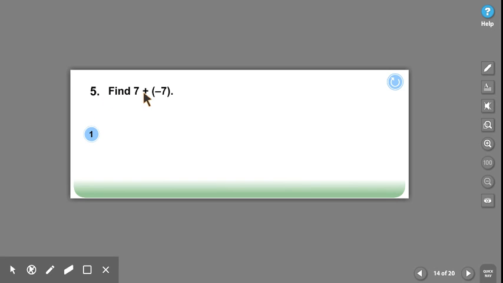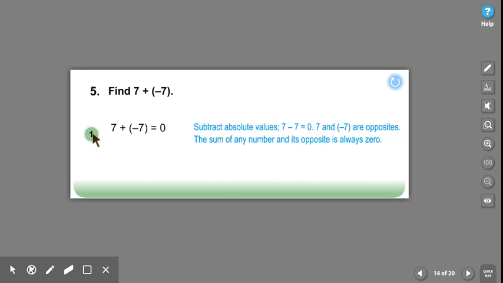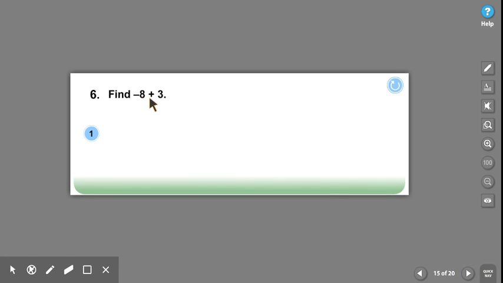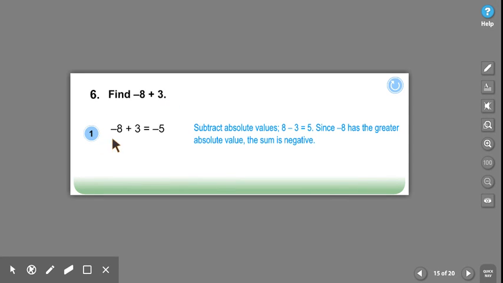Example 5, find 7 plus negative 7. This is really cool because if you'll notice, 7 and negative 7 are opposites, and whenever you add opposites, the answer is going to be 0. Okay, you would subtract the absolute values. 7 minus 7 equals 0. And since you got 0 and they're opposites, the sum of any number and its opposite is always 0. Find negative 8 plus 3. So we have two different signs, so we subtract their absolute values. So 8 minus 3 is 5, and you have more negatives, that has more absolute value, so your answer is going to be negative.